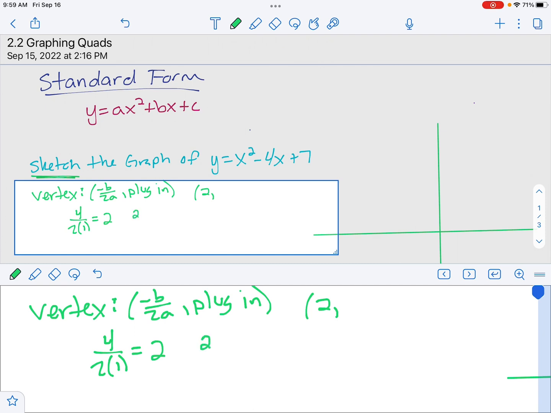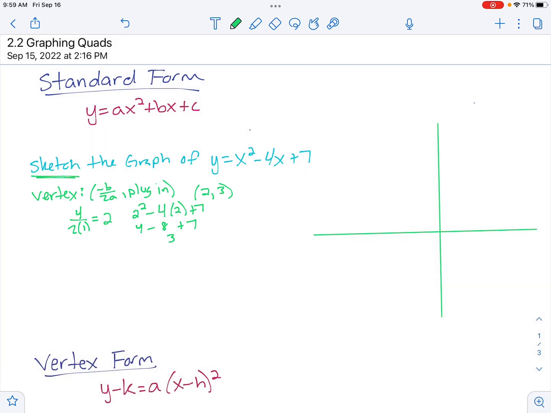Now I'm going to plug that 2 in for my x's to find my y. So we have 2 squared minus 4 times 2 plus 7. 2 squared is 4. 4 times 2 is 8, and then plus 7. 4 minus 8 is negative 4. Negative 4 plus 7 would be 3. So there's your y value. Let's go ahead and plot that on the graph. Okay, so there's my vertex.